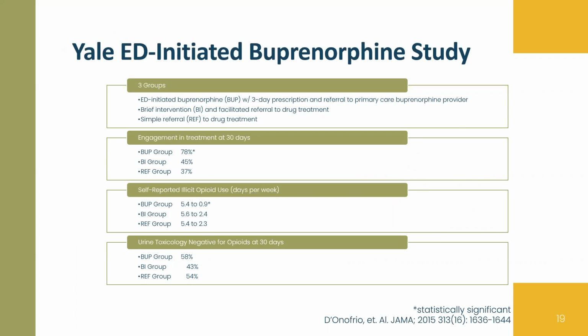And what you can see in terms of engagement at treatment in 30 days was their retention and any self-reported illicit opiate use, as well as their toxicology report for opiate use. The group who received buprenorphine in the emergency department with that coordinated link and bridge to care did better across all 3 components. They were retained in treatment at a rate of 78%, much higher than the other 2 groups. And their self-reported illicit opiate use was fewer days, and their urine toxicology negative was at a higher rate than the other 2 groups as well.